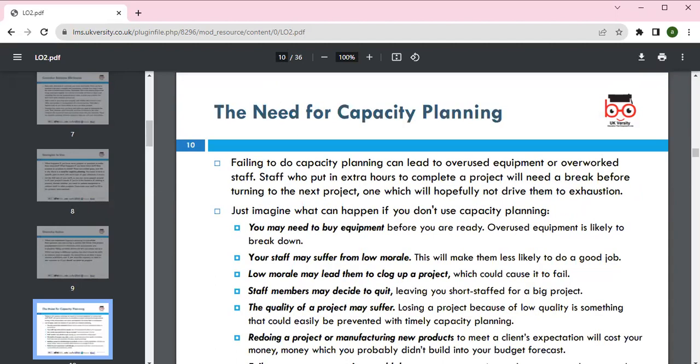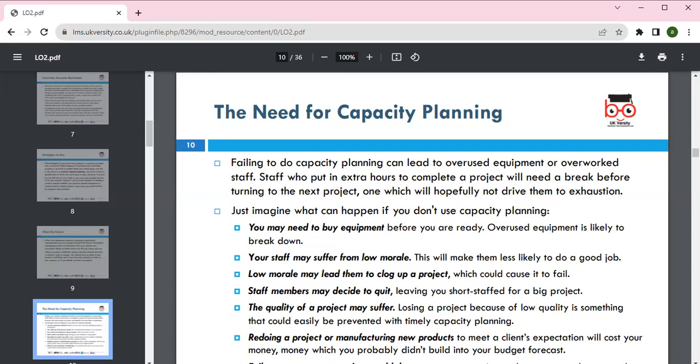The need for capacity planning: failing to do capacity planning can lead to the overuse of equipment and staff. Staff who put in extra hours to complete a project will need breaks before turning to the next project, which hopefully will not drive them to exhaustion. So just imagine what can happen if you don't use capacity planning.